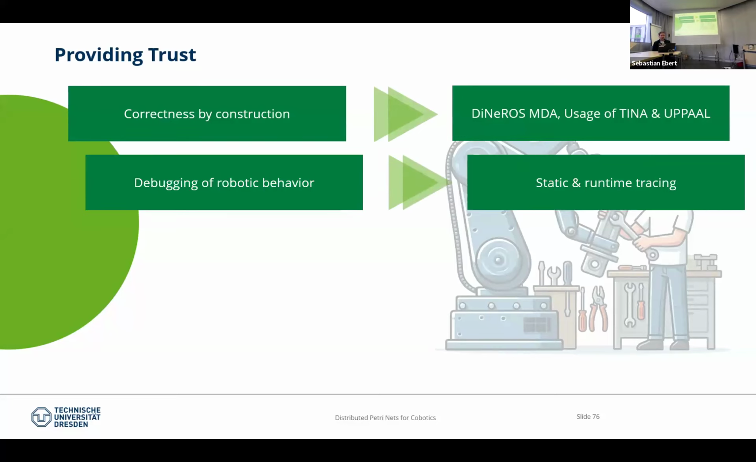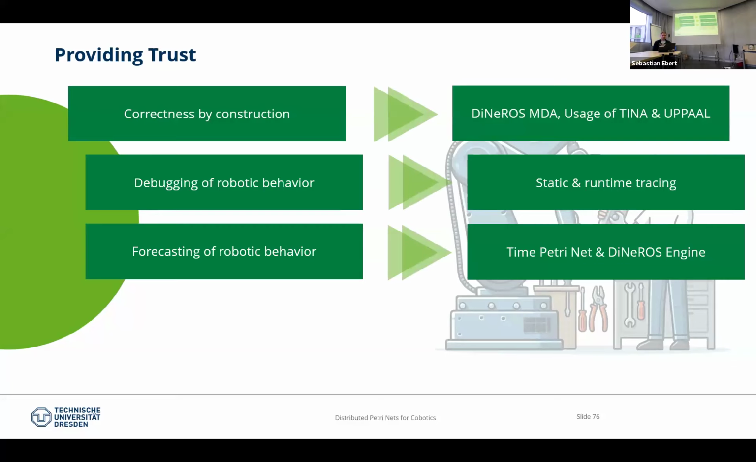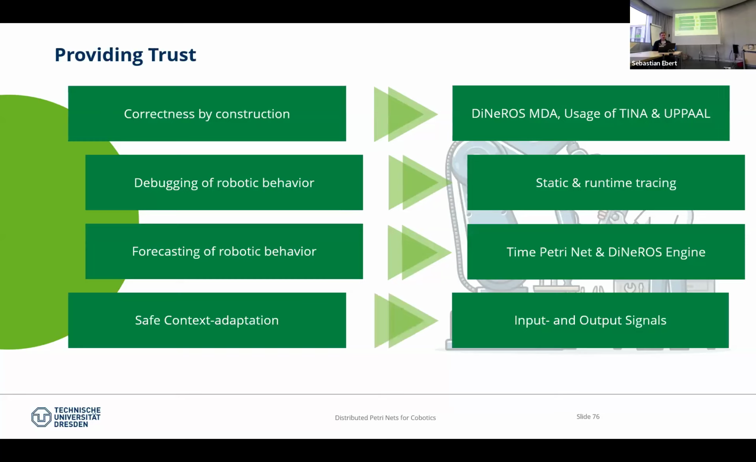We have debugging of robotic behavior based on static and runtime tracing, especially for communication and for concurrency issues. We have forecasting of robotic behavior by using our time Petri net contained in the immerse engine, because we can see what happens next, what is maybe executed next. And finally, the safe context adaptation is provided by our input and output signals, which can be changed by our coding later in the end.